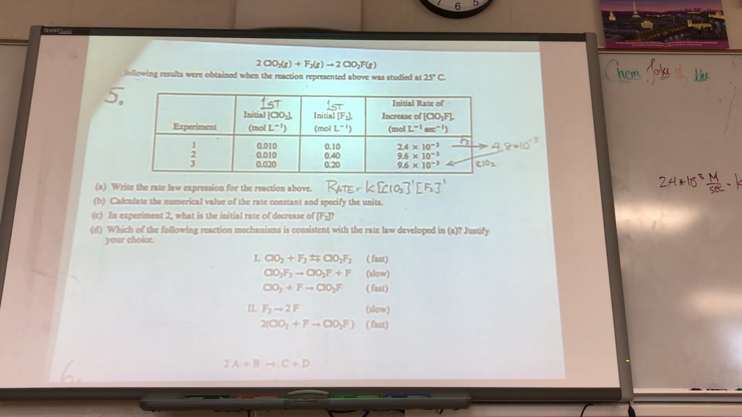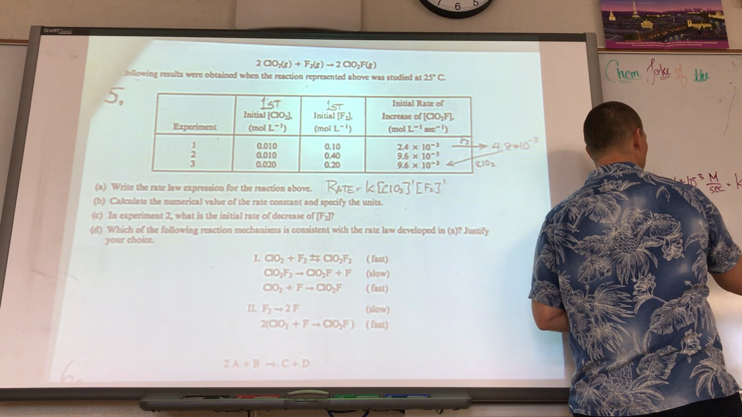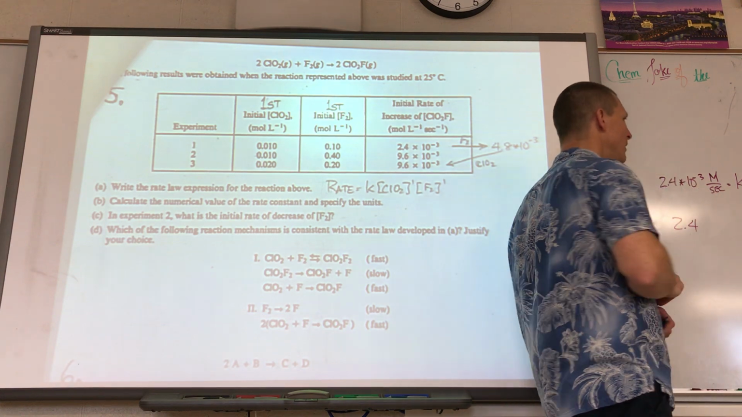Okay, can you do it without a calculator? This is 10 to the negative second times 10 to the negative first. That's 10 to the negative third. Oh, we've done this one already. This number divided by 10 to the negative third gives me just 2.4. And then what's the unit?